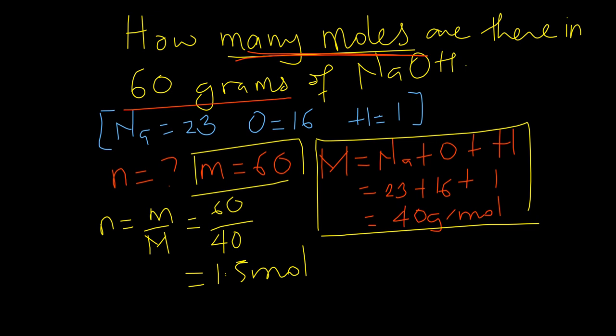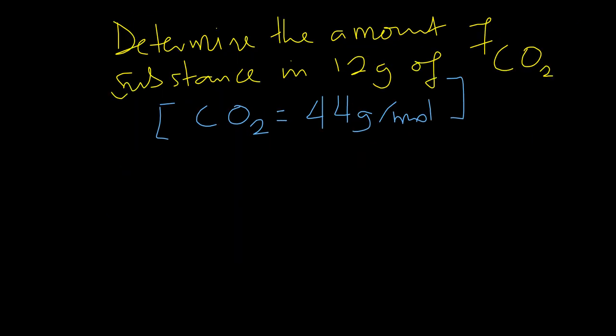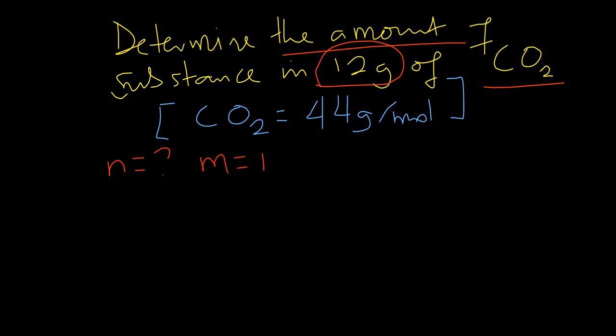Let's look at the next question. In the next question, we've been asked to determine the amount of substance in 12 grams of carbon dioxide. What is the amount of substance? Amount of substance is mole. So that means we've been asked to determine the mole. The mole, we don't know. That's what we are looking for. We've been given the mass of the carbon dioxide. So that mass should give us 12 grams.